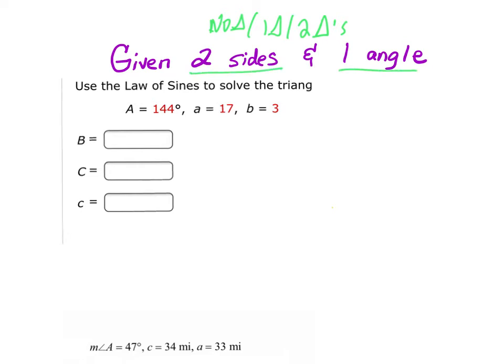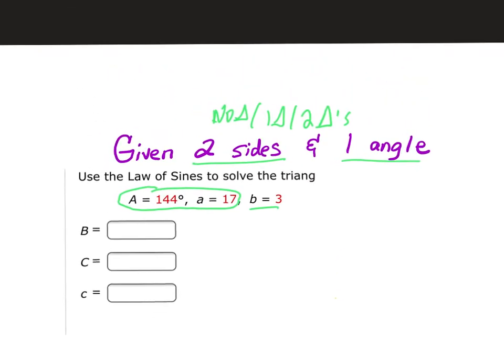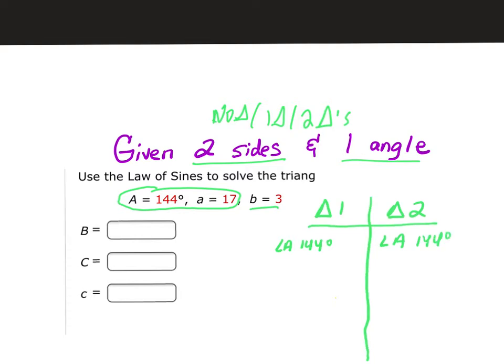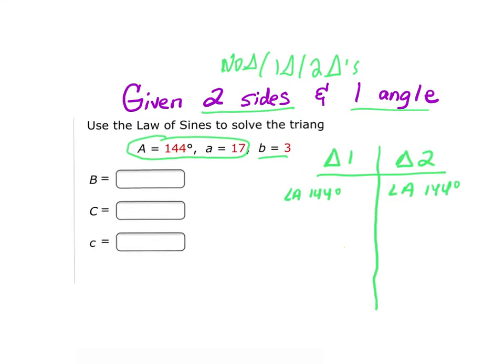So I think the best thing to do is look at the information you're given. I'm given an angle and its corresponding side, and then an additional side. So I'm given two sides and one angle. I'm going to assume that there's two triangles. This is the best way to do this: assume that there's two triangles from the beginning. If there are two triangles, the angle that's given, angle A of 144 degrees, will occur in both triangles. So I'm going to write down 144 degrees in triangle 1 and then in triangle 2.